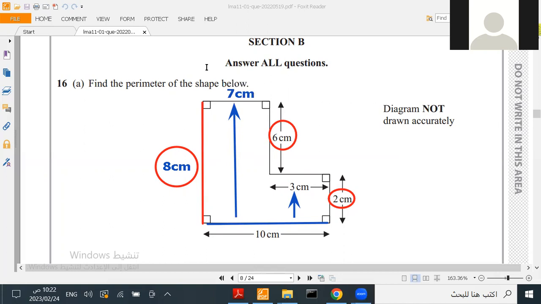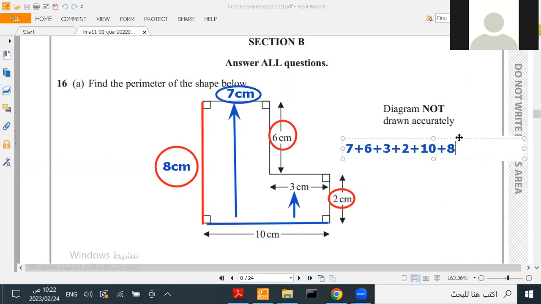After knowing the two missing sides, now I can find the perimeter of the shape. How do I find the perimeter? By adding all the numbers together. I'm going to add all of these together. So I'm going to start with the 7. 7 plus 6 plus 3 plus 2 plus 10 here, and then plus 8 plus 8. Okay? So how much do I have? I can use a calculator for this and I'll get the answer.